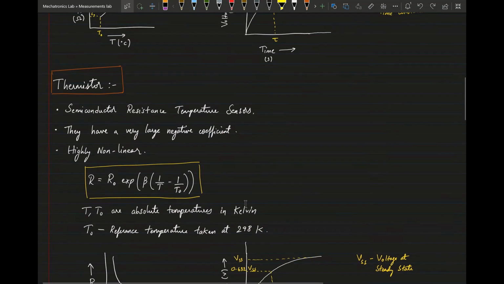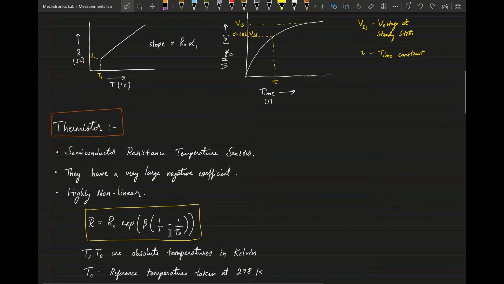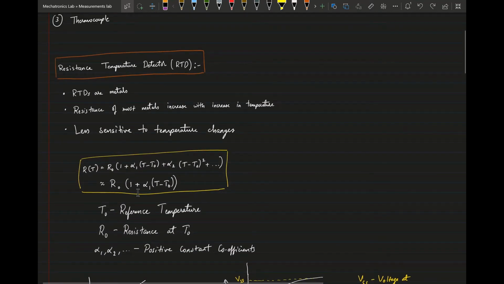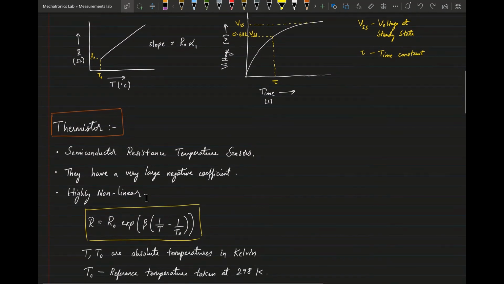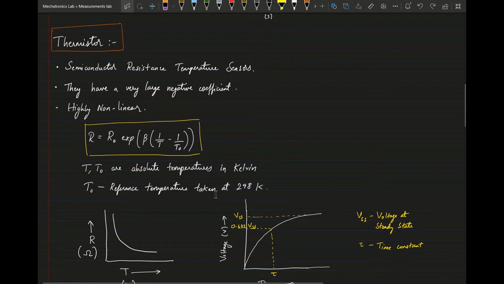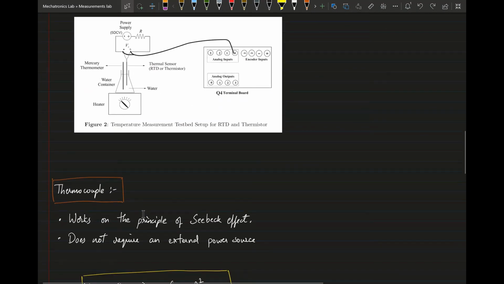Once we get all those values, you know the T naught, you know the T, you know the R naught, and using those, you can figure out the beta. And similarly for the RTD, you know the T naught, you know the R naught, you know the T, you know the RT. You can figure out alpha 1, and using those you get exactly the slope and the equations, the models, for your RTD and thermistor. Once you have all those, you can directly plug in the resistance and find the temperature. That's how these sensors find the temperature.